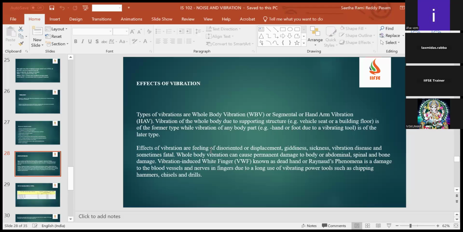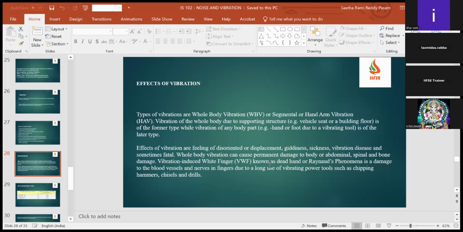The effects of vibration include feeling disoriented or displacement, giddiness, sickness, and also vibration disease, and sometimes it is fatal. Whole body vibration can cause permanent damage to the body, and also abdominal, spinal, and bone damage. This vibration includes white fingers. White fingers means it basically damages the blood vessels due to the vibration. The fingers become very whitish, your whole palm and fingers become whitish, and it is also called cold burns. It is almost similar to a cold burns situation.